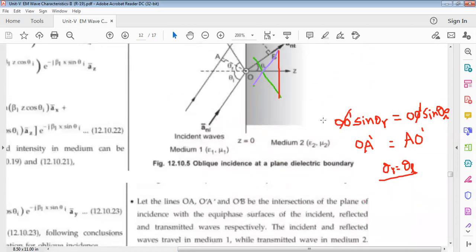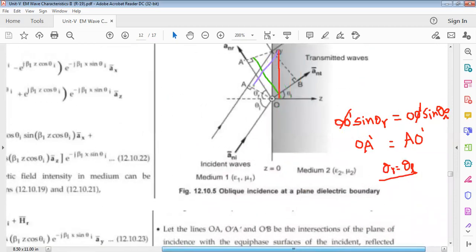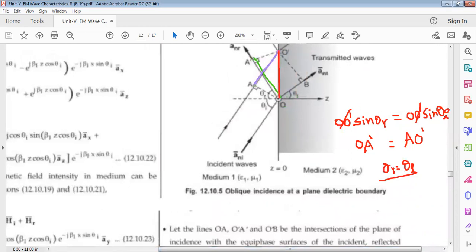See once again, come to this picture. What they are saying is that the time taken for the incident beam, this is a line for the incident and this is also the line for the incidence only, A to O dash is the same as O to B. The time taken for the incident from A to O dash is the same as the time taken for the transmitted in medium 2, O to B, is the same.